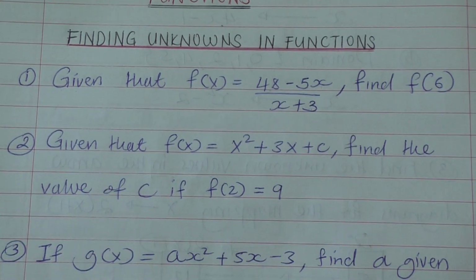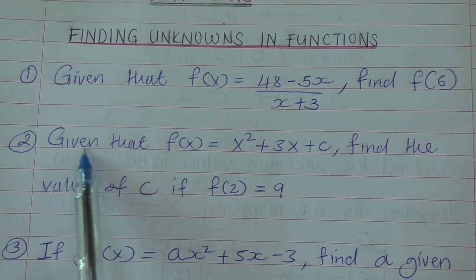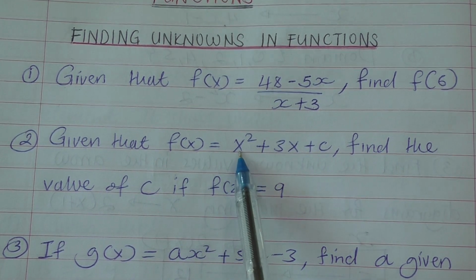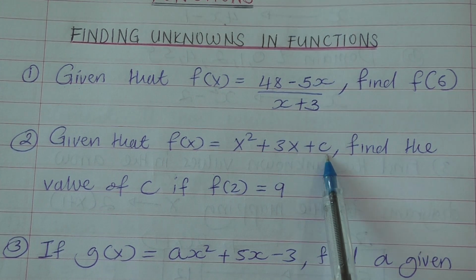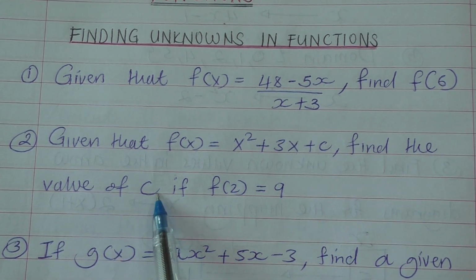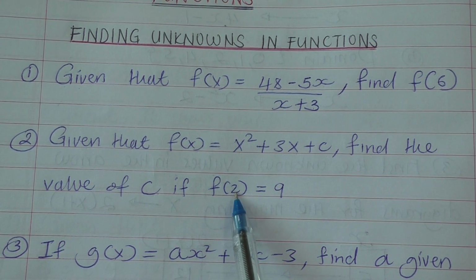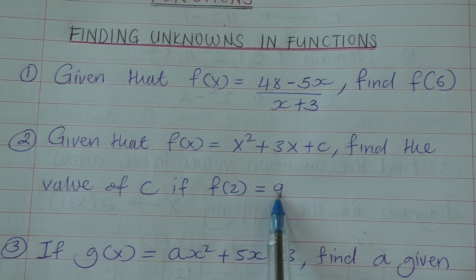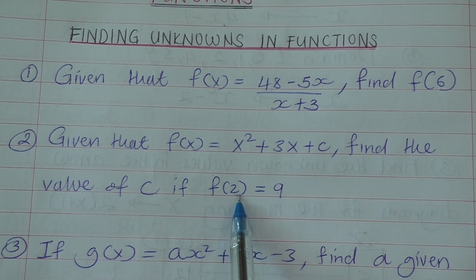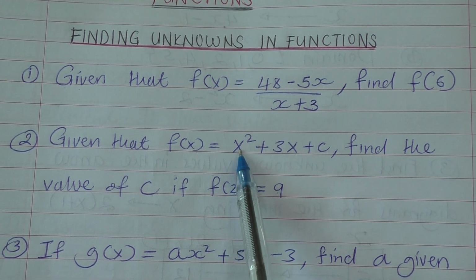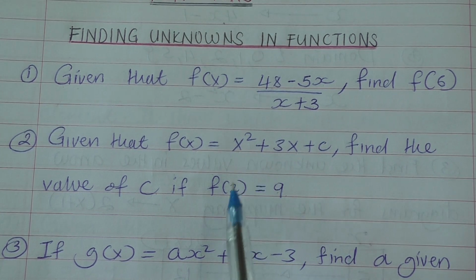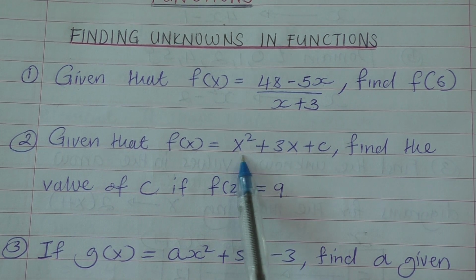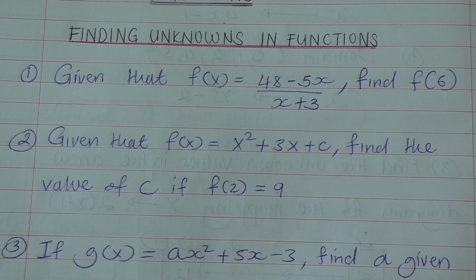I'm moving on to example 2. We are told that given that f(x) equals x squared plus 3x plus c, they want us to find the value of c given that f(2) equals 9. Similarly, you'll notice that they substituted x with 2. So wherever there is x, we shall replace it with 2 and equate the whole expression to 9. This is how we shall do that.